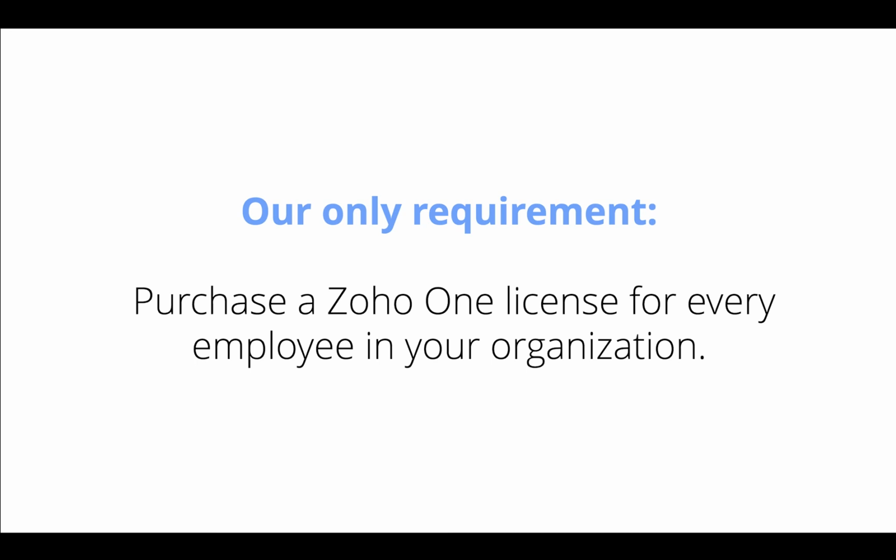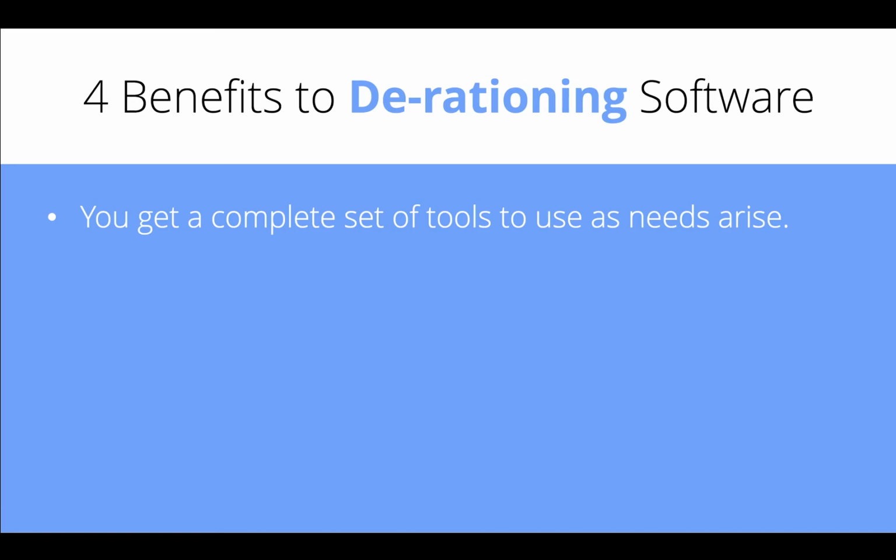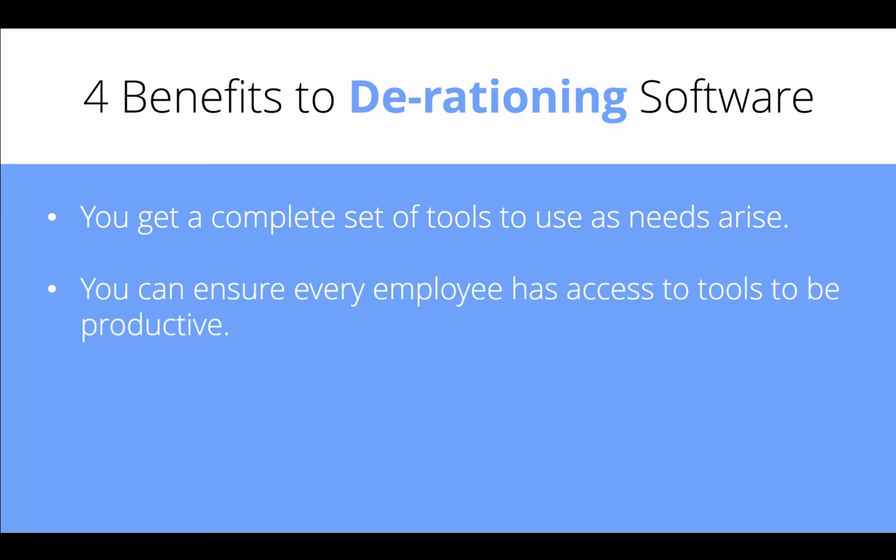We talk about these things on a case-by-case basis, and we're willing to work with you on those. We don't want to be unreasonable here. But why are we doing this in general? We want to de-ration business software. And what I mean by that is you get a complete set of tools to use as needs arise. So you don't have to worry about software being this rare, expensive thing that you can only mete out to certain employees who need it on a case-by-case basis because the rates are too high and the contract doesn't fit. None of that, right? We just want it to be very straightforward.